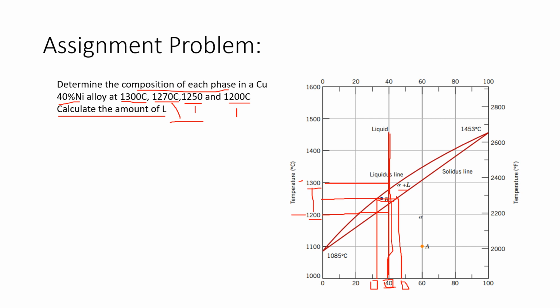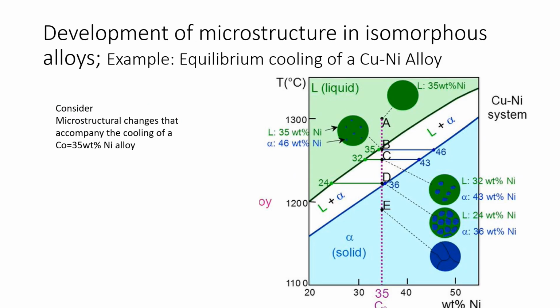It's your assignment. Rewrite this question, solve the assignment and submit it. Development of microstructure in isomorphous alloy. The example is equilibrium cooling of a copper nickel alloy. We will study the microstructure development from the cooling down of this copper nickel alloy from 1300 degrees centigrade at given points A, B, C to D.